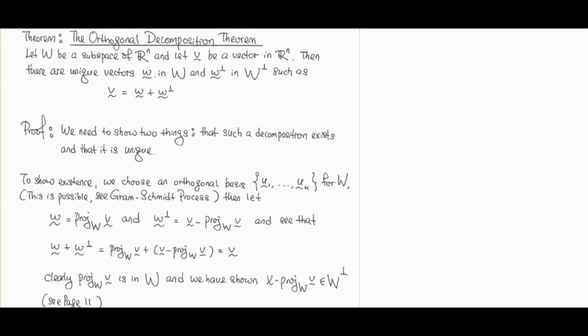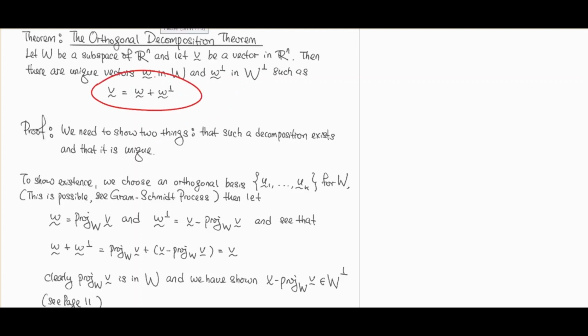So the proof has two parts. First of all, we need to find a vector W, which is in this space, and another vector W perp that's in this space, so that they will be equal to V. So you choose a vector V. We want to demonstrate that these two vectors exist. We want to demonstrate that there is a vector W that is in here and W perp that's in here, so that the sum will be equal to V.